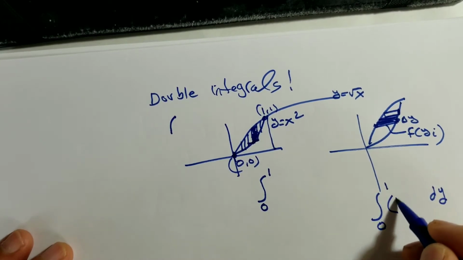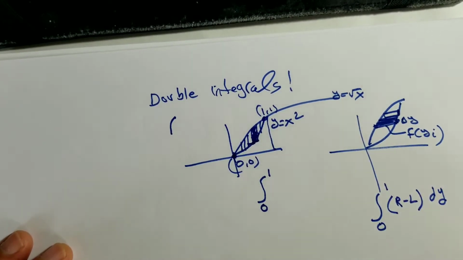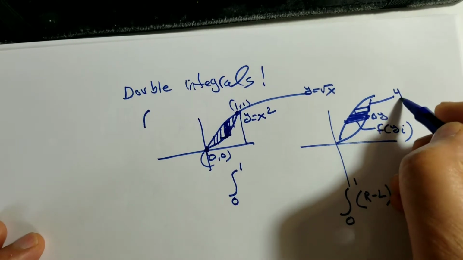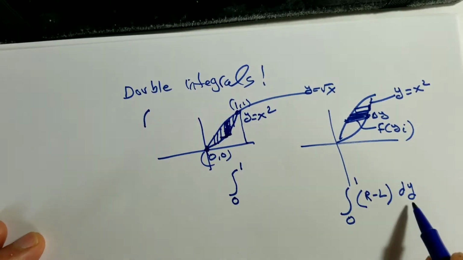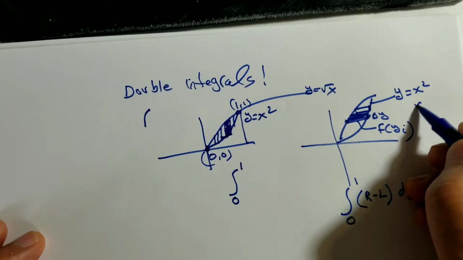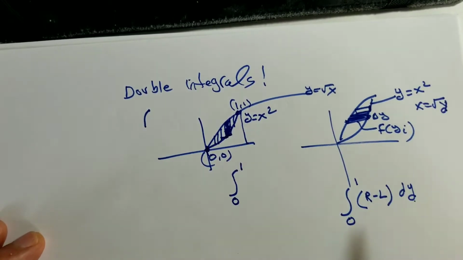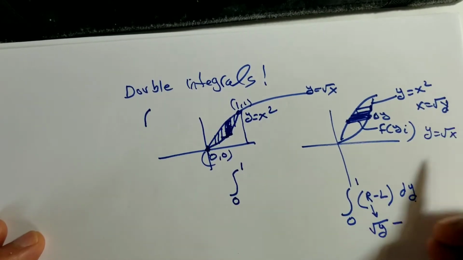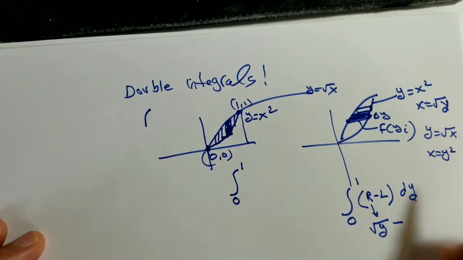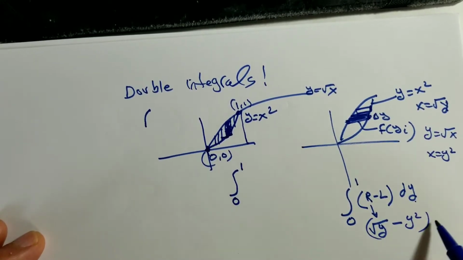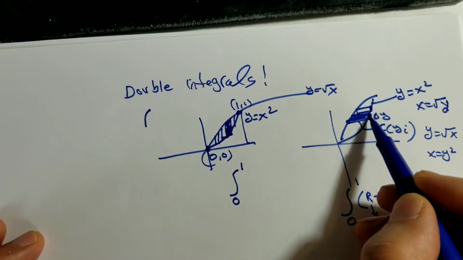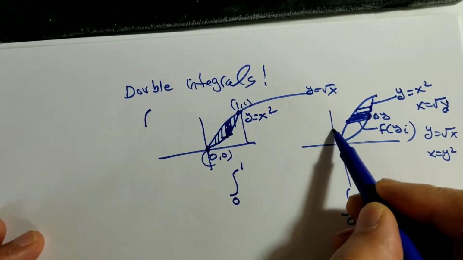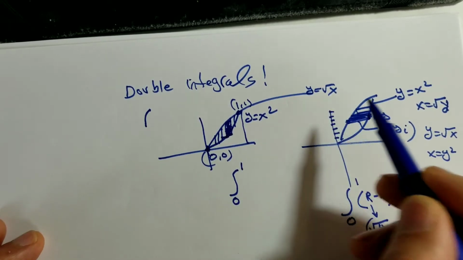And then here you have to put a right function minus a left function. Your right function is y equal to x squared, but you have to write it in terms of y. Therefore, x equals the square root of y. That's your right function. Minus the left, which is y equal to the square root of x. When you solve for x, it becomes y squared. You integrated with respect to y because your y was fixed, and you made your delta x in terms of y. See, these are all your delta y, and you went from 0 to 1.